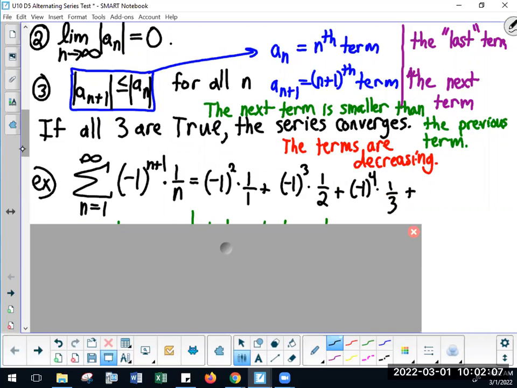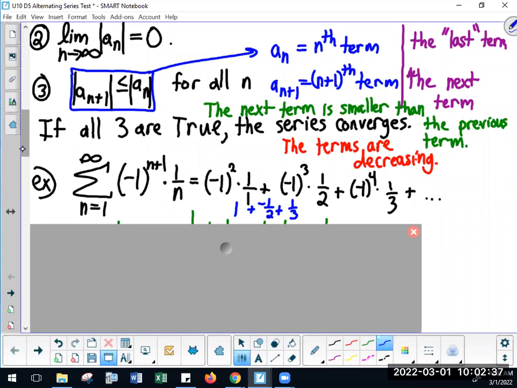And think about what's going on here. Like literally write out some terms. See if that helps you process. So this first one is a positive 1. The second one is a -1/2. The third one is a positive 1/3. The fourth one is going to be a -1/4. The fifth one, a positive 1/5. The sixth one, a -1/6. Looky, we have ourselves an alternating series.